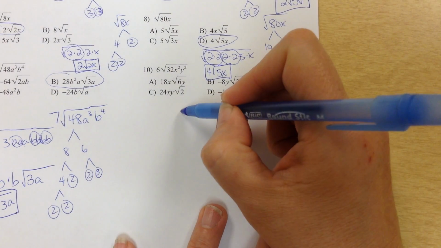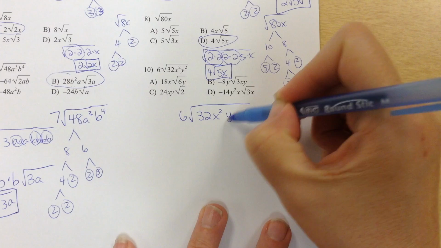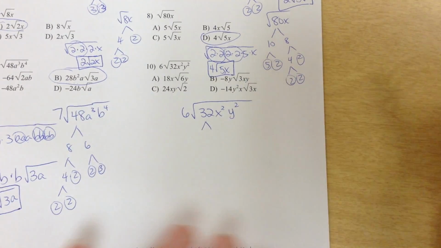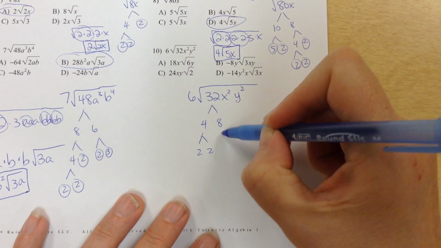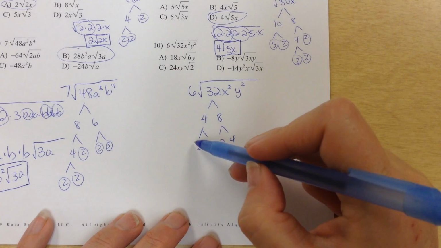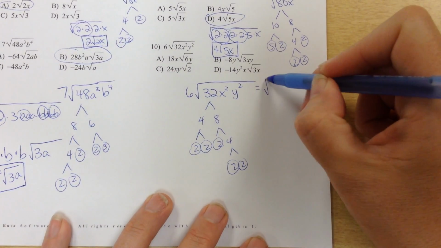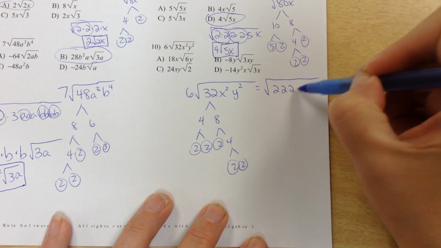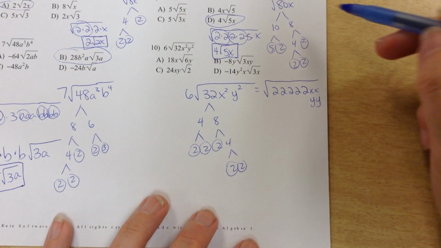All right, last problem. So let's break down 32. We got 4 and 8. So we got lots of 2's here. 1, 2, 3, 4, 5. And then we got 2 X's and 2 Y's.